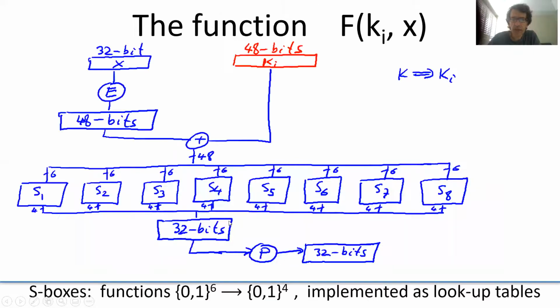So this is just copying the bits. This is an XOR. This is a permutation. The whole complexity is in these S boxes, but they're very small.